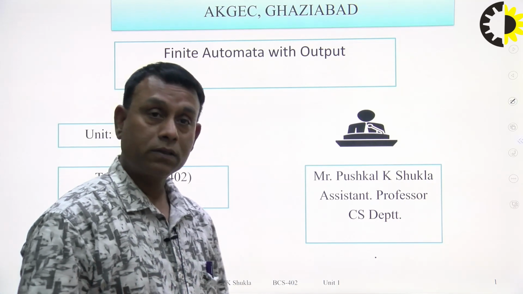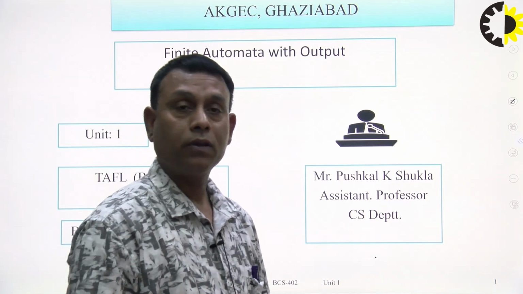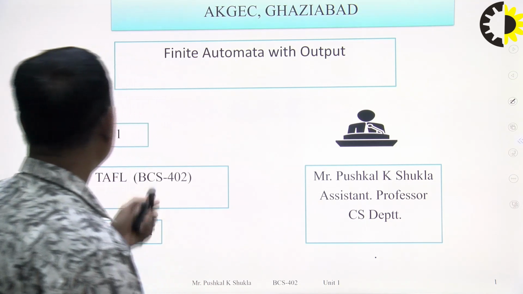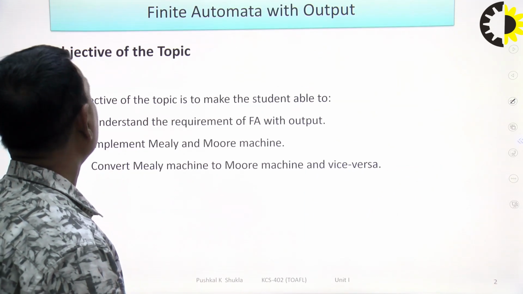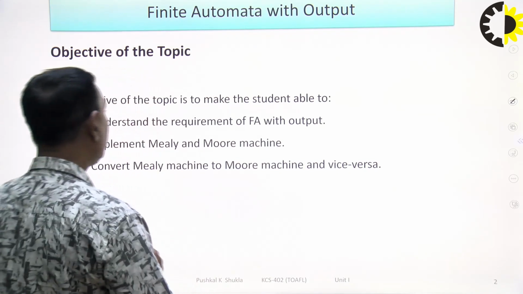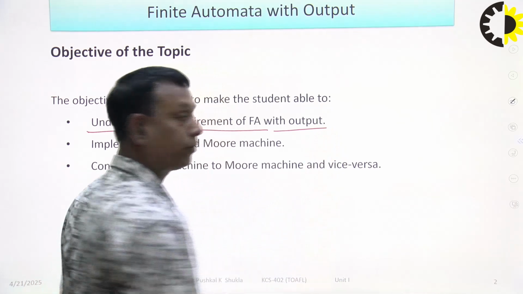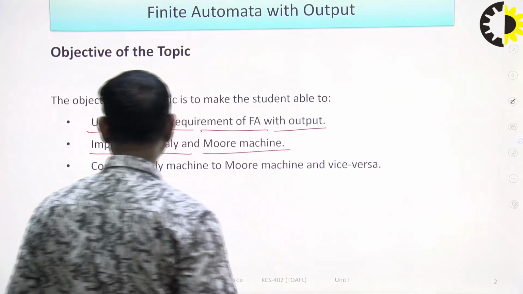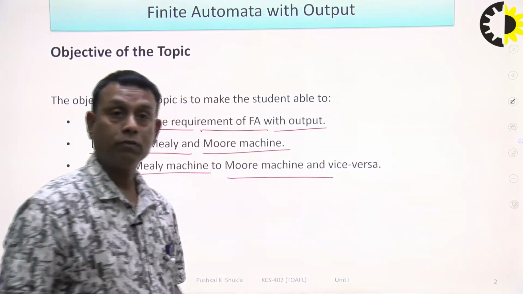Today, I will discuss a topic: finite automata with outputs. This topic is useful for the BTech 4th semester students. Finite automata with outputs. The objective of this topic is to make the students able to understand the requirement of finite automata with outputs, implement Mealy and Moore machines, and convert a Mealy machine to a Moore machine and a Moore machine to a Mealy machine.